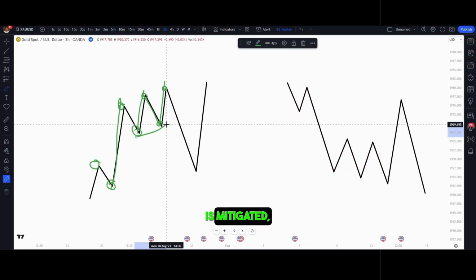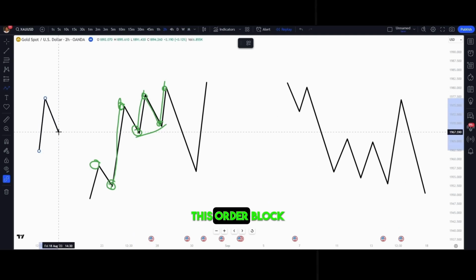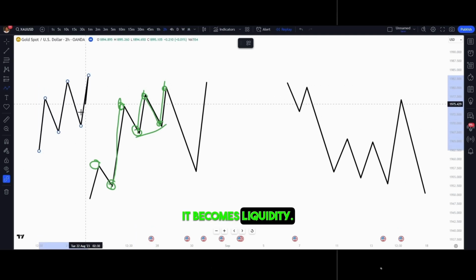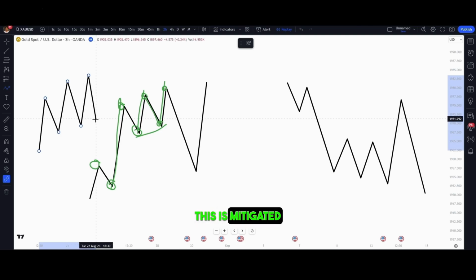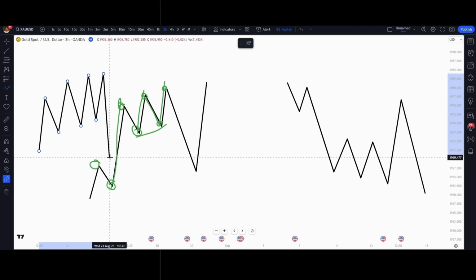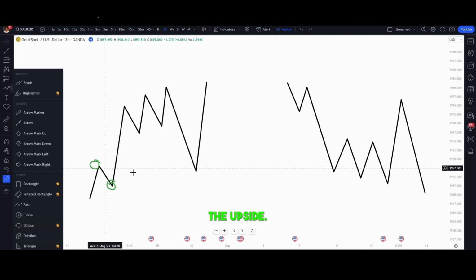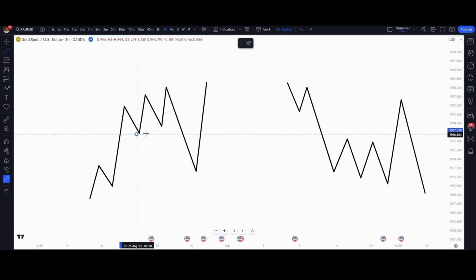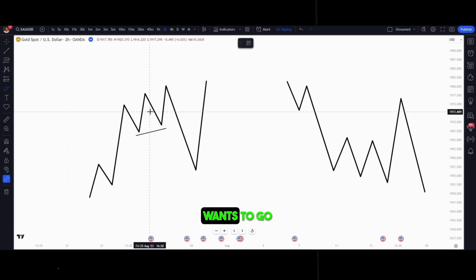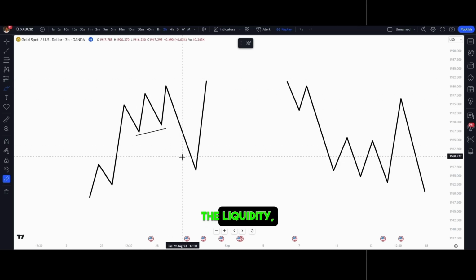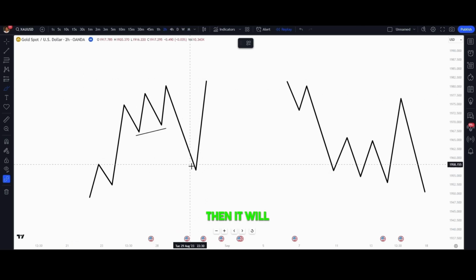If an order block is mitigated, then it becomes liquidity. For example, if this order block is mitigated, it becomes liquidity. So this is mitigated liquidity, this is mitigated liquidity, and price comes, sweeps this liquidity and then goes to the upside. Price is making liquidity over here. This is liquidity. So if price wants to go up, it will sweep the liquidity, fulfill the imbalance, and then it will start to go up.